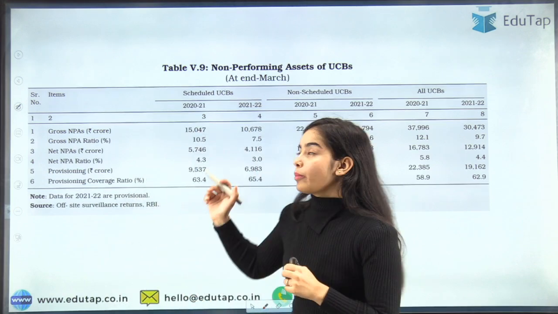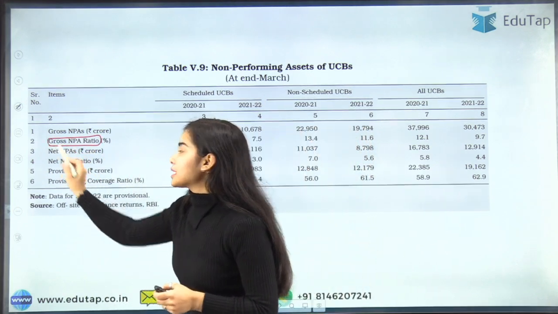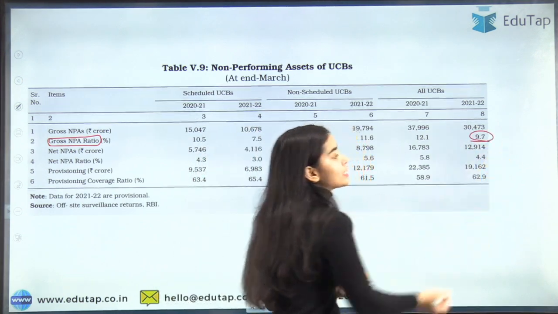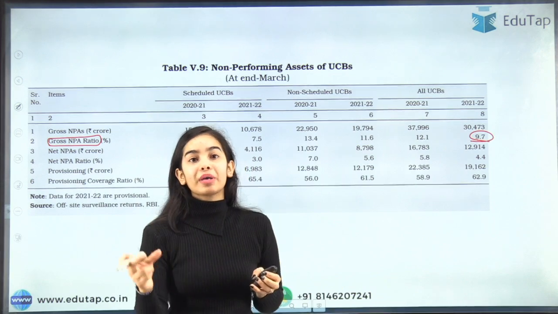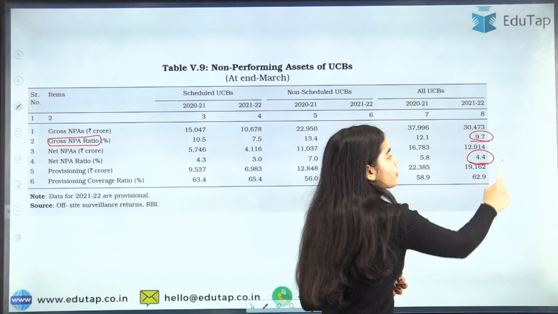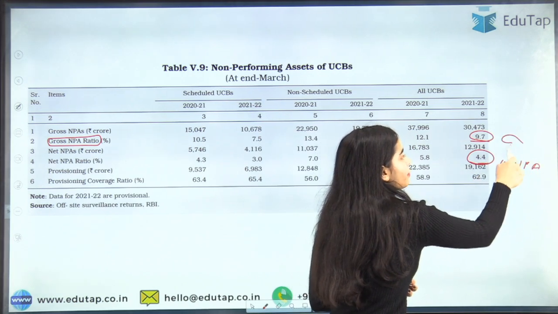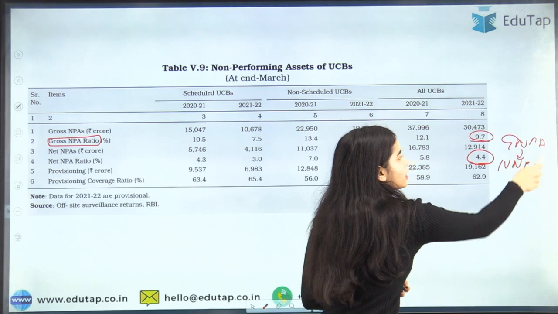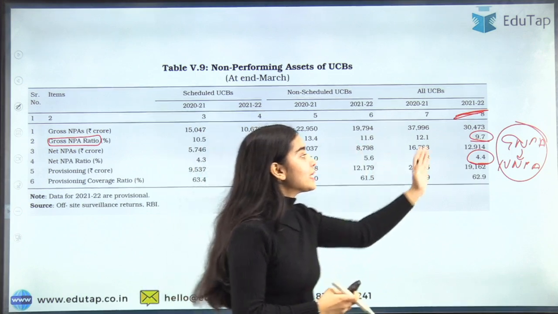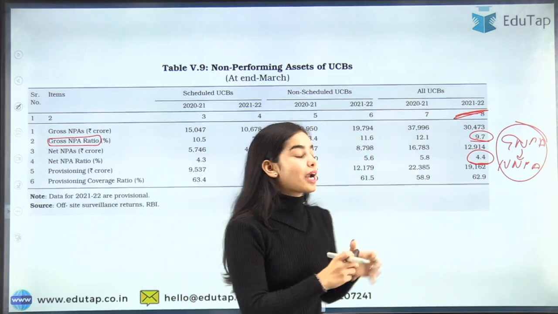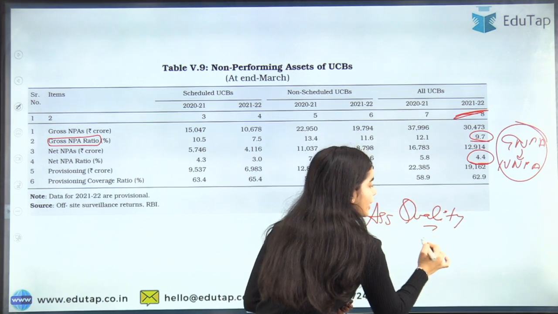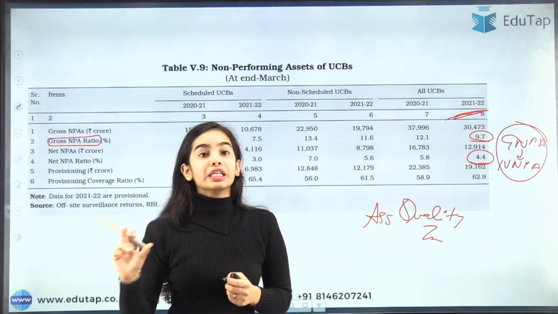Now non-performing assets. The gross non-performing asset ratio has decreased from the previous financial year. It has decreased to 9.7%, and the net non-performing asset ratio has also decreased from the previous financial year, to 4.4%. So the NNPA and the GNPA both decreased in the financial year 2021-22. You can understand that the GNPA and NNPA both were decreasing. That means the asset quality was improving in the financial year 2021-22.